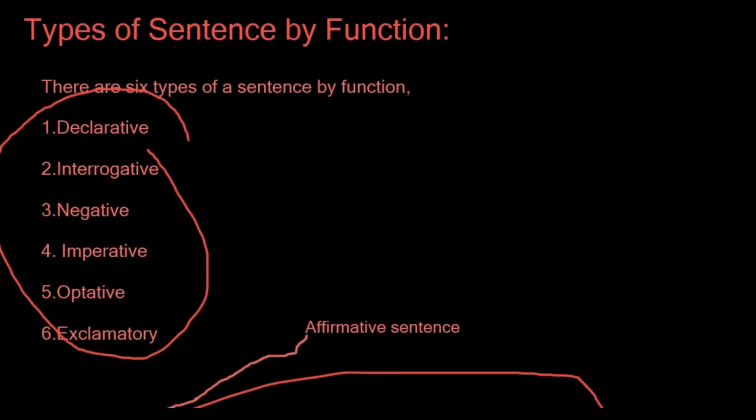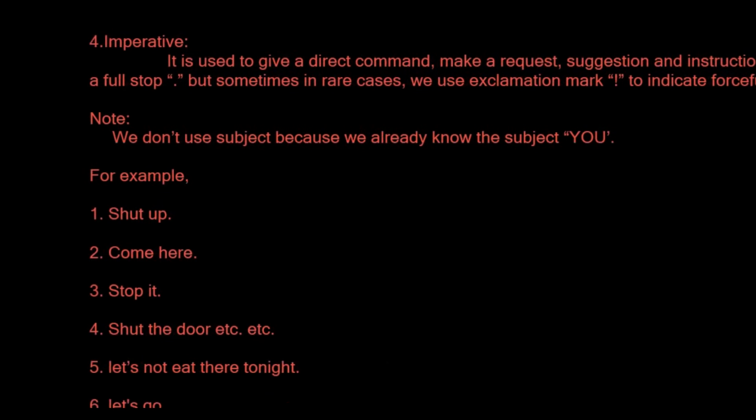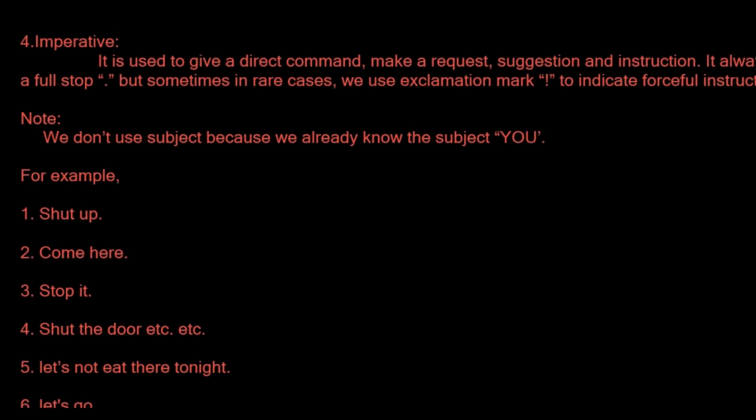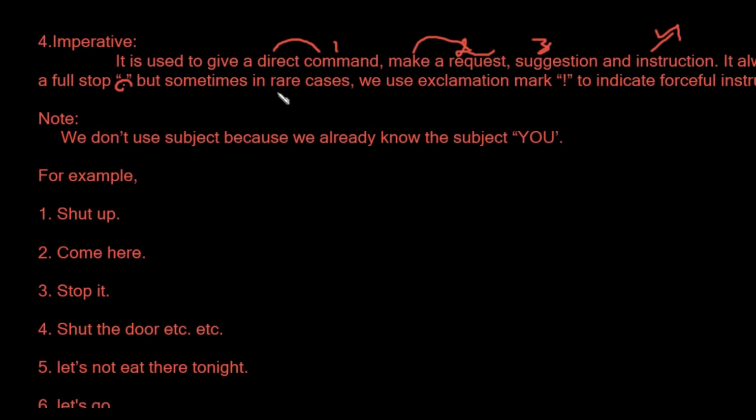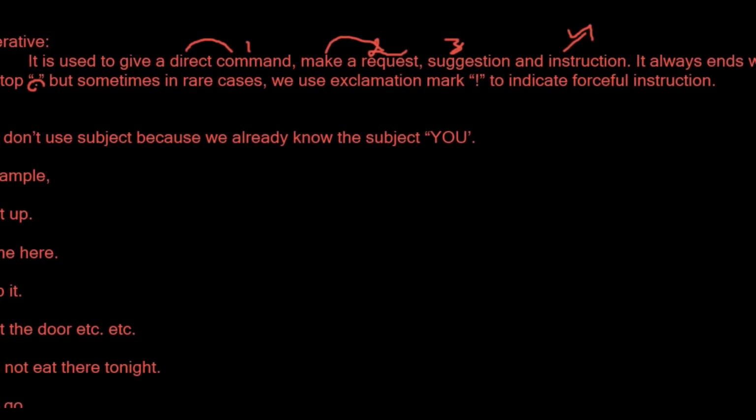The fourth one, we have imperative sentences. So what are imperative sentences? They are used to give a direct command, make a request, suggestion, or instruction. It will be used for these things: direct command, request, suggestion, and instruction. It always ends with a full stop. But sometimes, in rare cases, we use an exclamation mark to indicate forceful instruction.